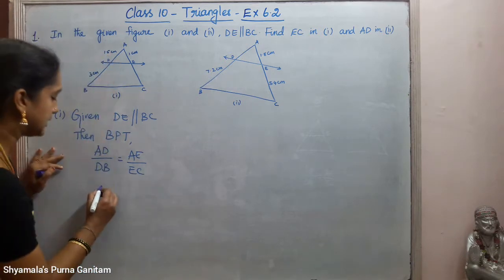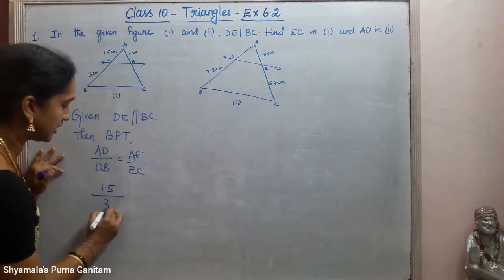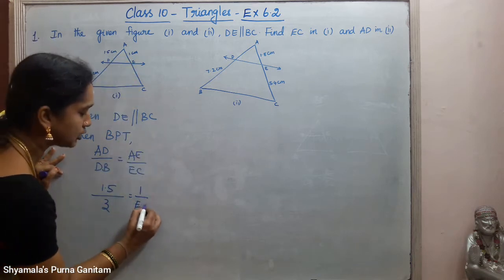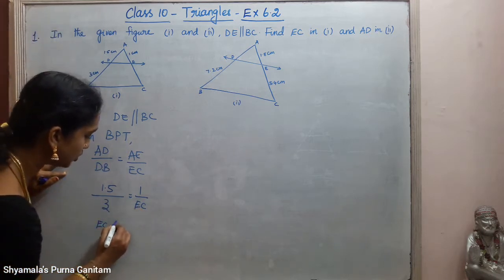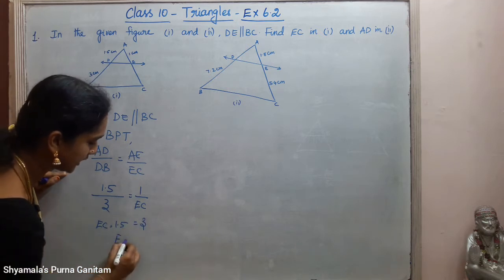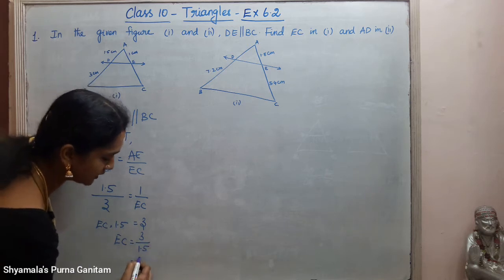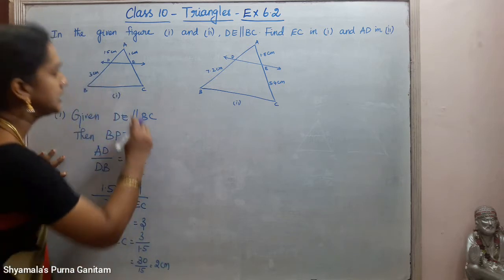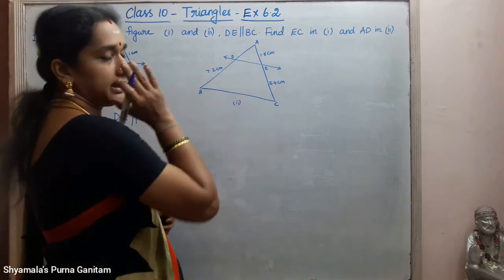So, AD is given as 1.5, DB is 3, and AE is 1 centimeter, and we are asked to find EC. So, 1.5 by 3 is equal to 1 by EC. Cross multiplying, EC into 1.5 is equal to 3. So, EC is equal to 3 by 1.5. When we simplify this, we get 30 by 15, that is equal to 2 centimeter. So, the length of EC is 2 centimeter. That's all. Then the second one.